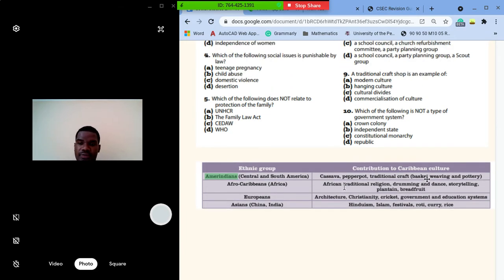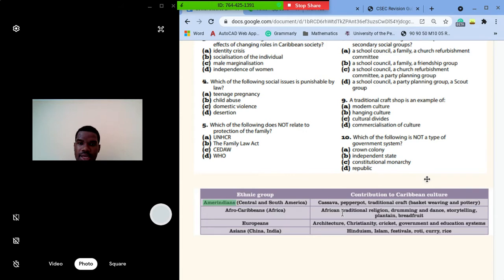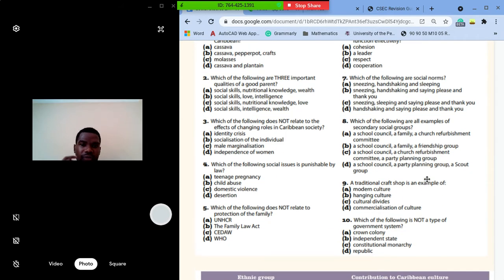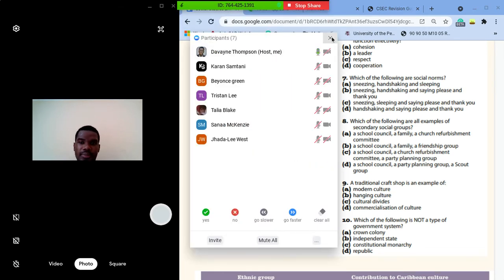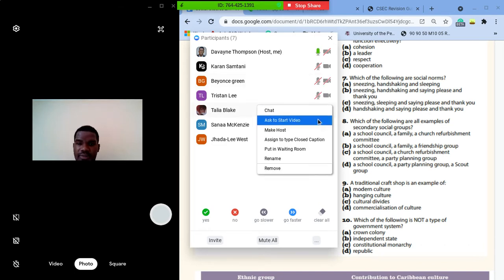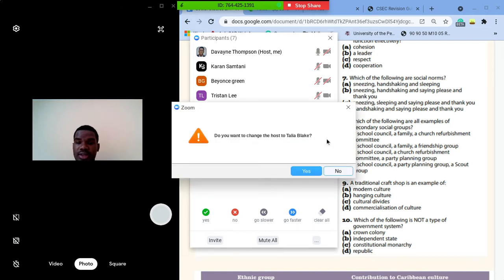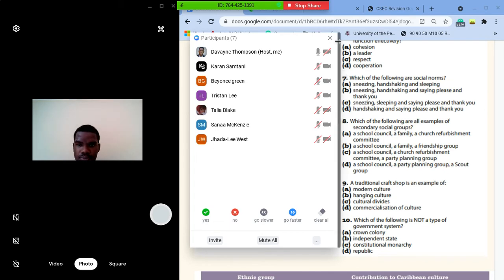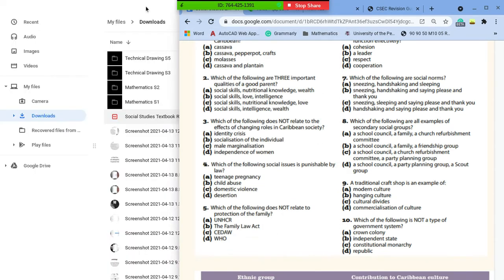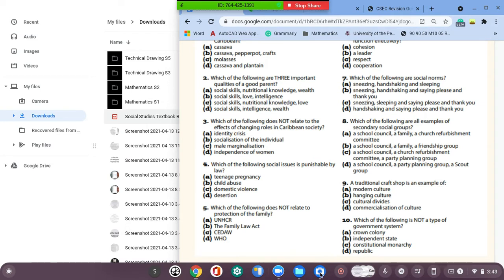for you. The next question says, which of the following are 3 important qualities of a good parent? This question goes to Jada Lee. I have to keep saying, guys, camera's on. Always have your camera. I'm always paying attention. There we go. Camera on from Jada Lee. Are you there, Jada Lee? Alright, she's not there. Alright.